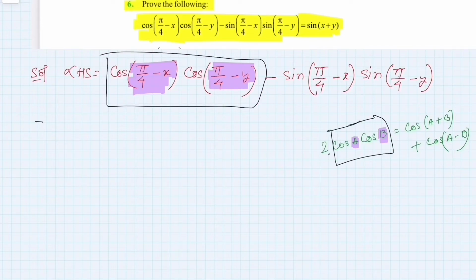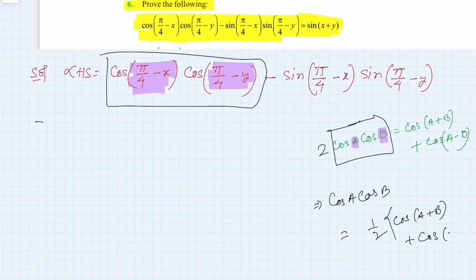So this is 2 into cos A cos B. You can write this 2 on the other side as half. This can be written as cos A cos B is equal to half of (cos(A plus B) plus cos(A minus B)).